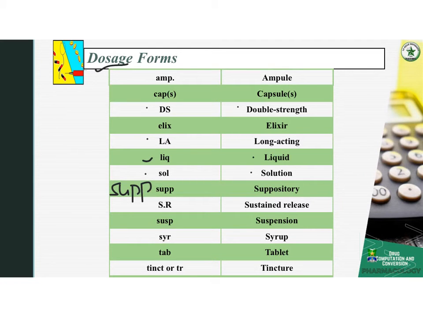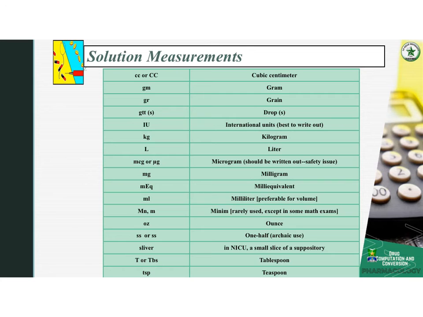Let's proceed to the solution measurements. CC stands for cubic centimeter. Your GM is the gram. Your GR is the grain. So do not use GR for gram because GR means grain. It is an apothecary measurement while a gram is a systemic measurement.